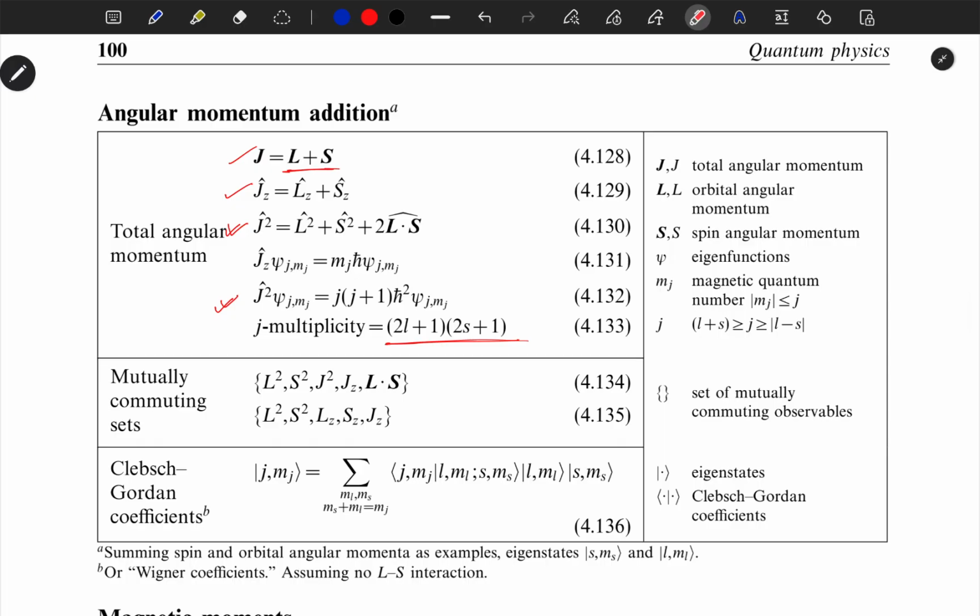Angular momentum addition, J will be the total angular momentum, L plus S, Jz equal to Lz plus Sz, and J square equal to L square plus S square plus 2L dot S. So the multiplicity will be 2L plus 1 times 2S plus 1.